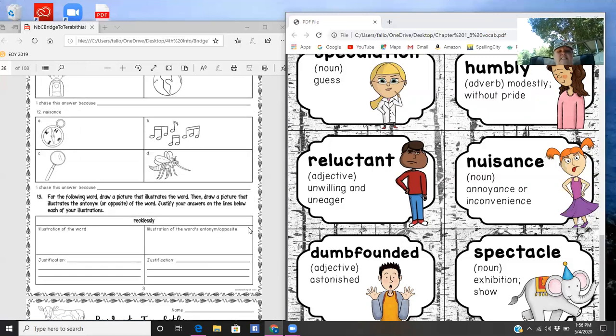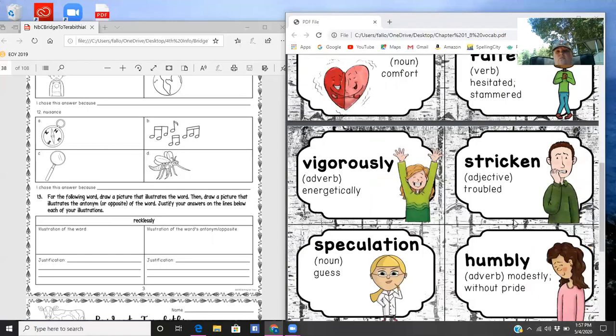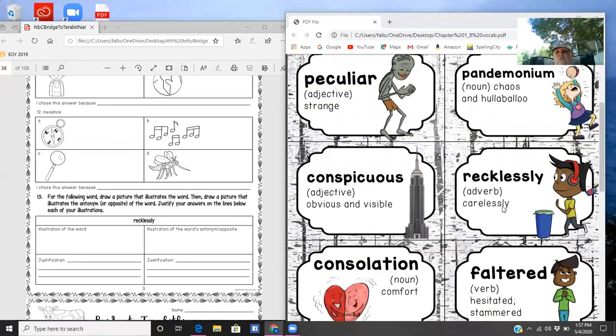Look at number 13. This is the last question on the vocabulary assessment. For the following word, draw a picture that illustrates the word. Then draw a picture that illustrates the antonym or opposite of the word. Justify your answers on the lines below each of your illustrations. So our word is recklessly. We're going to find the word recklessly right here.